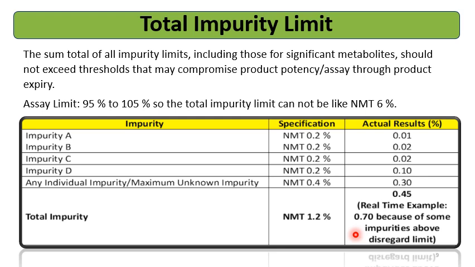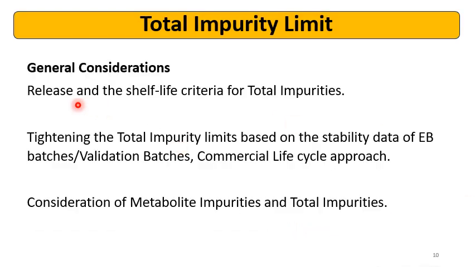So can you say that the product is failed? No, the product is not failed. The product will fail if it crosses the limit of 1.2%, and that will also vary on a case by case basis. The general considerations we will see now and we will discuss.